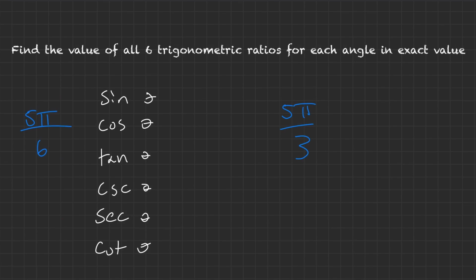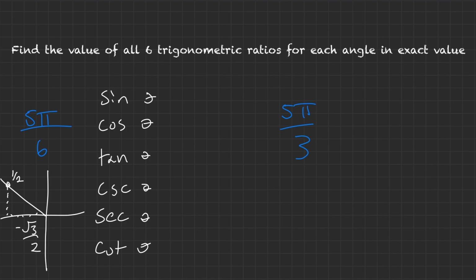Okay, now let's try to find the value of all 6 trigonometric ratios for each angle in exact value. So 5 pi over 6, from the unit circle, we know that that is going to be 1/2 for the y, and we know the x is going to be negative root 3 over 2, straight from the unit circle. And then we know the reference angle is pi over 6. So that's how we can figure that out.